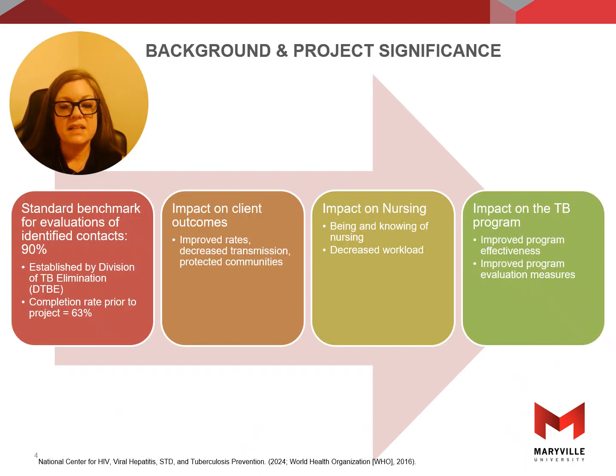CIs were identified as an area of needed improvement, as CI completion rates prior to the intervention were identified at 63%, which is below the benchmark established by the Division of TB Elimination. First round, or initial testing and evaluation, was at 89%. The drop in completion rates between 89% initially to 63% for post-exposure testing and complete evaluation was theoretically believed to be related to nurse workload and decreased client follow-up, noted as lost to follow-up.